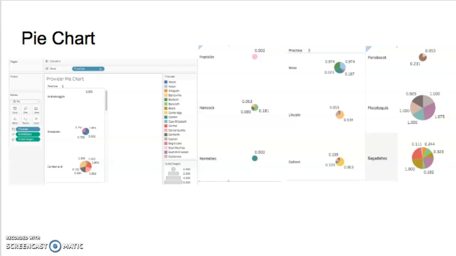Dayton had a rate sum of 1.00 and a target sum of 1.00. Ile-aux-Hautes had a rate sum of 1.00 and a target sum of 1.00. Machiasport had a rate sum of 1.00 and a target sum of 1.00. Palmyra had a rate sum of 0.929 and a target sum of 1.00. The Piscataquis pie chart is the largest out of the 12 practices, and each slice covers a larger portion than that of other practices based on the data provided.